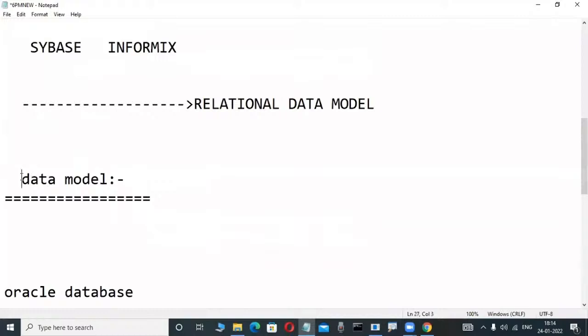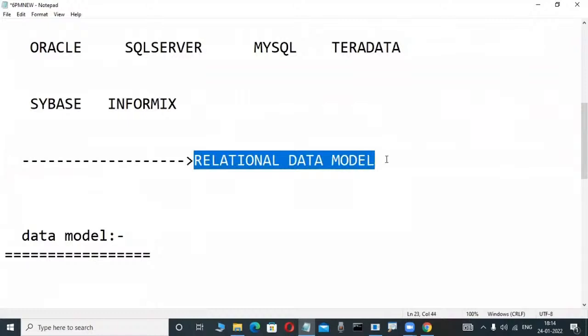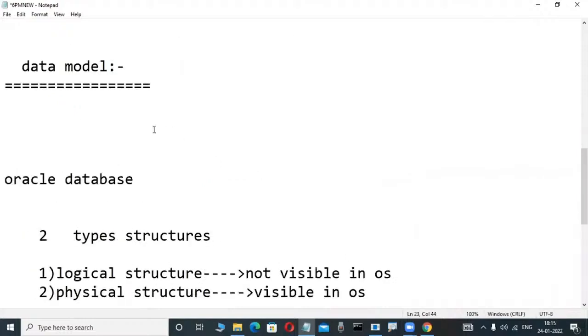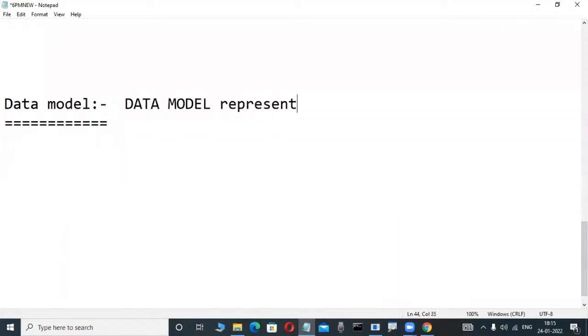What is a data model? First observe here. All these products are implemented based on which concept? The relational data model, from 1970 onwards. This is a new model; one fellow introduced it, I will tell you. But before that, what is this data model? Easy. Anybody have an idea? Any computer students here? They are well-known persons. Don't write anything, these are demos. Data model represents how data is represented.